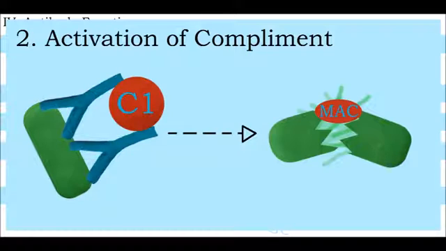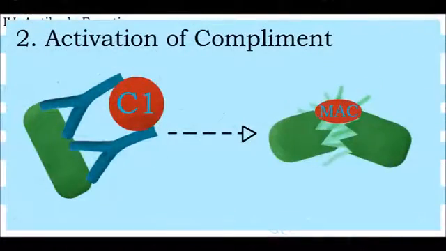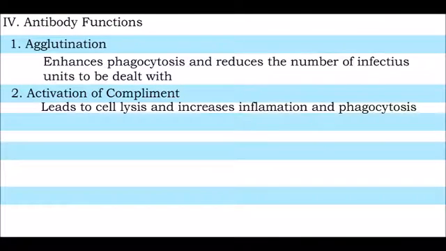You may also recall that the complement cascade often leads to MAC, which stands for membrane attack complex, which is easy to associate with cell lysis. At this point, you just need to remember that it also increases phagocytosis, and you've got it. The concept is lysis, inflammation, and phagocytosis.